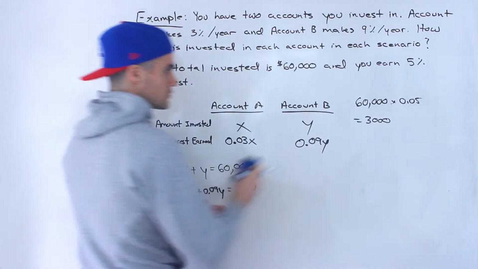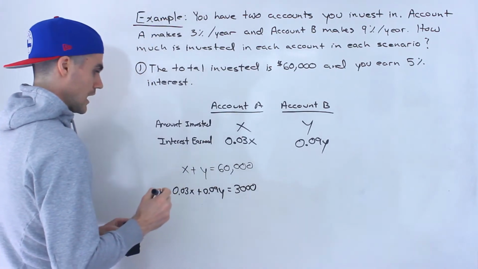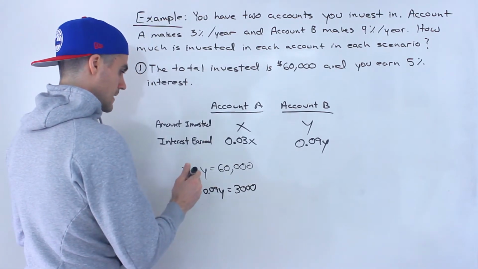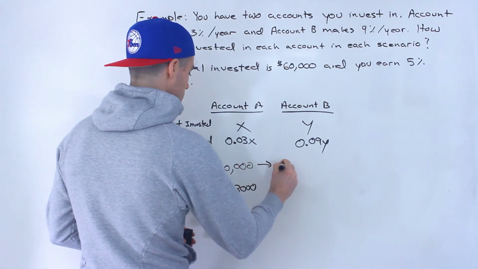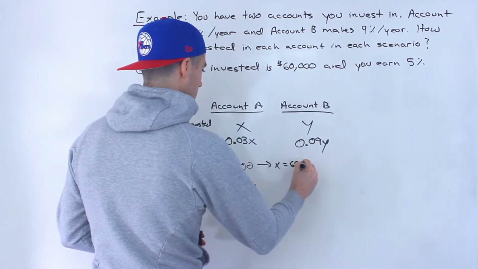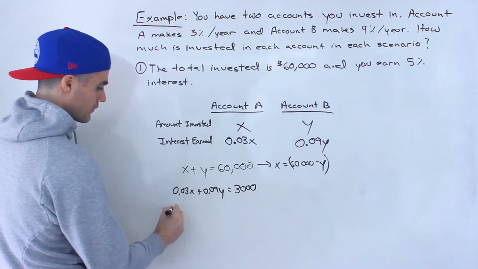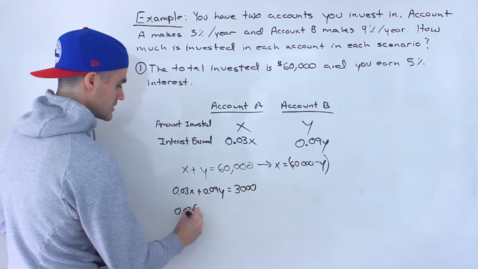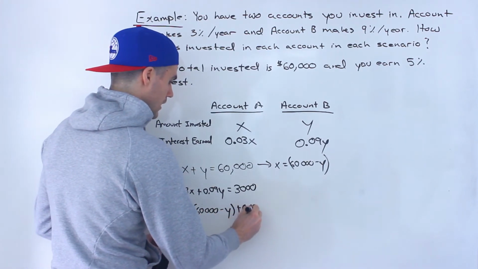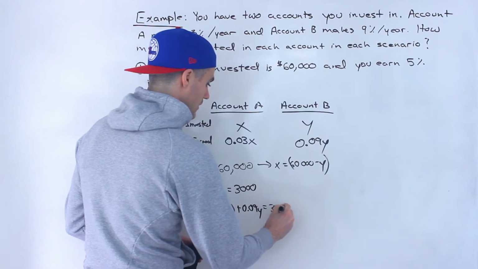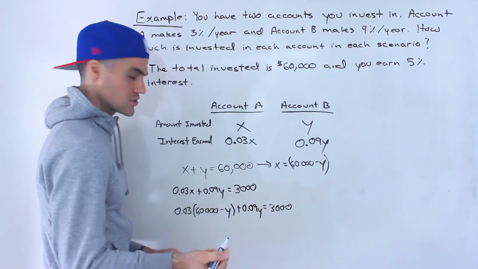And now we have two equations, two unknowns, so we can use substitution or elimination. I'm going to use substitution. So what I'll do is I'll isolate for the x in the first equation. So x would be 60,000 minus y. And then I'll take this expression and sub it in for that x. So I'll have 0.03 times (60,000 minus y) plus 0.09y equals 3,000, like that. And now notice we have an equation where we can just solve for y.